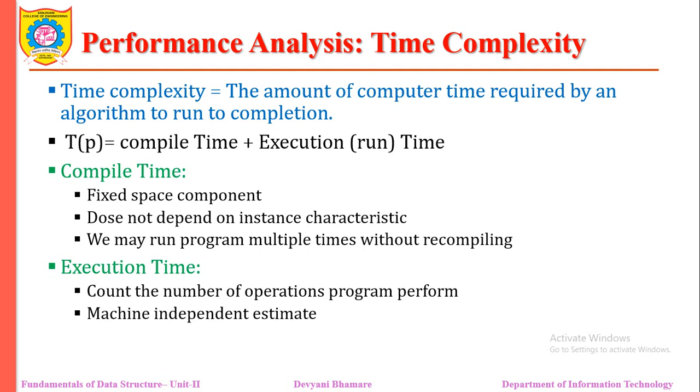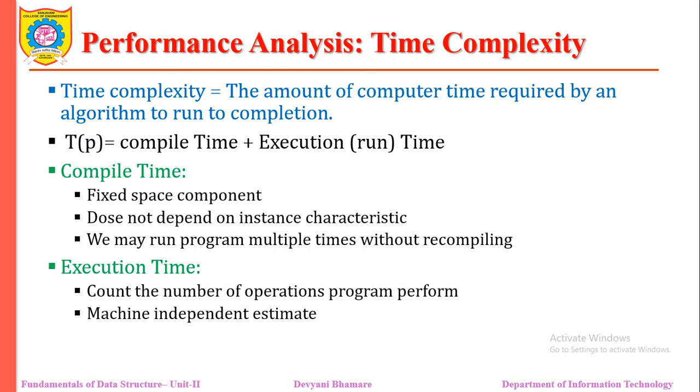So what is execution time? It is nothing but the count of the number of operations performed by that particular program, which is a machine independent estimation. Determining the time complexity of a given algorithm is not an easy task, because it requires detailed knowledge of the compiler's attributes. For example, we must know how the compiler translates our source program into the object code.